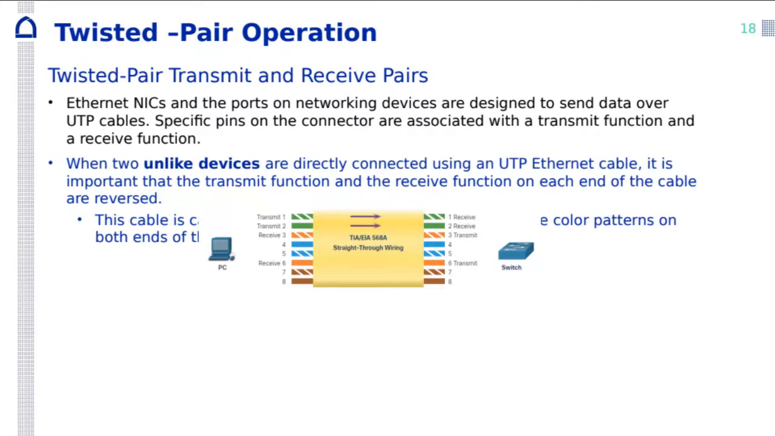So here you can see, for instance, the striped green is transmitting. Green is transmitting. Striped orange is receiving. Okay, so this is how the cable's tasks are distributed.